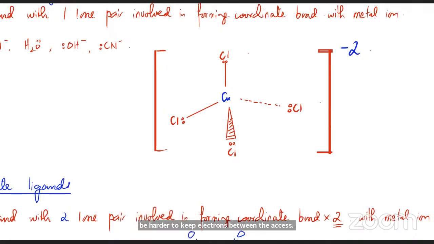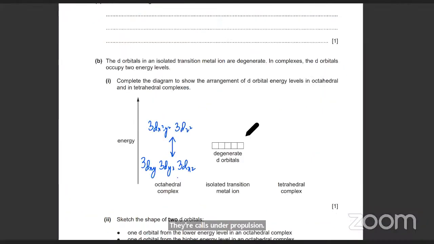Between the axis, because the ligands are all attaching there. They're causing repulsion between the axes because the ligands are no longer on the axis, right? Yes. In those cases, it's going to be the opposite. It's going to be between the axes that it's harder to keep electrons, because that's where the ligands are.